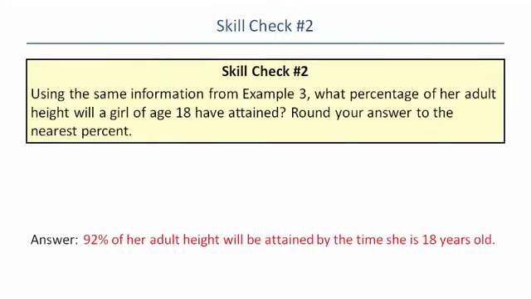Okay, how about this skill check? See if you can figure out what percentage of her adult height will be at 18. Well, just plug in 18 and round, and you'll get about 92%.